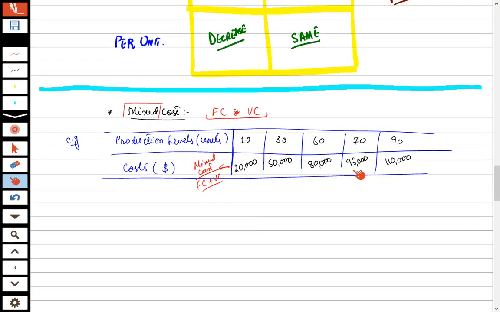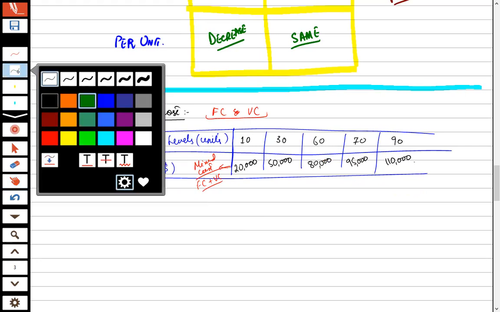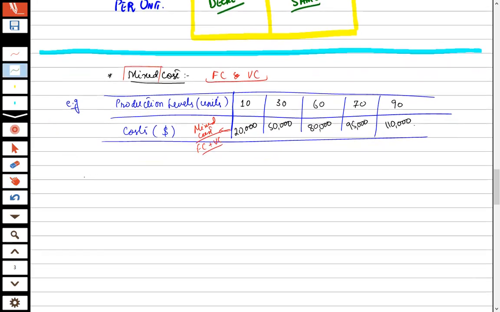Now, managerial decision making depends on variable cost separate and fixed cost separate. So from this mixed cost, we have to separate out the variable cost and the fixed cost. There are certain methods used. So we will now discuss the methods to separate fixed cost and variable cost from mixed cost.